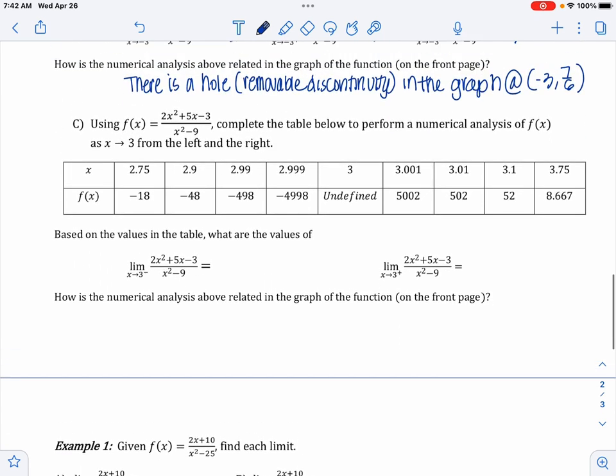All right, last one to look at. So using f of x and the same graph, complete the table to perform a numerical analysis of f of x as x approaches 3 from the left and the right. So this says find the limit as x approaches 3 from the left, and the other one is from the right. So let's approach 3 from the left. And we're going to look at our y values, and see what's happening. So if you look, -18, -48, -498, -4998.